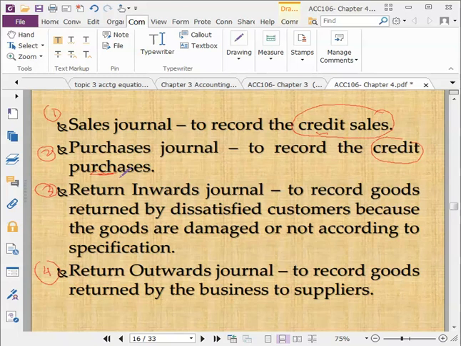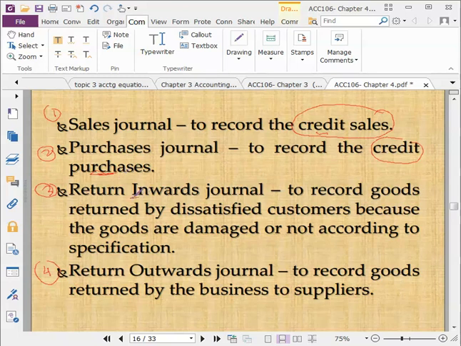Okay, the third one is return inward journal. Return inward means what? To record goods returned by the dissatisfied customer because the goods are damaged or not according to specification. For example, if you sold the goods, that good is damaged, so that customer returns the goods back to our business. That is return inward.